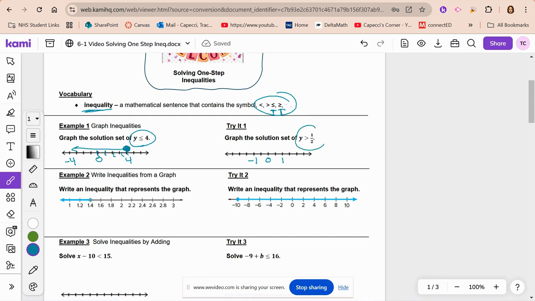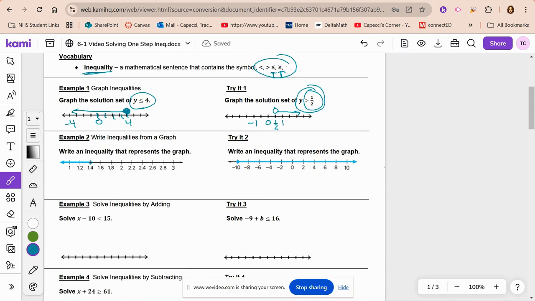Okay, moving on, we have y is greater than 1/2. Now this one's a little bit different because it doesn't say greater than or equal to 1/2. So we're going to use an open circle. So this is going to be my 1/2 here. I'm going to do an open circle, and that is pointing to the right. All values that are greater than 1/2, such as 1 or 2 or 7, they go to the right.